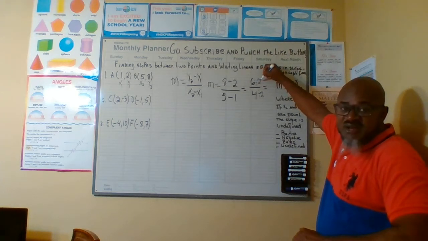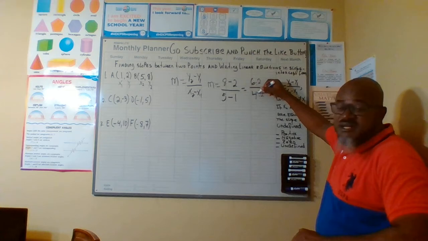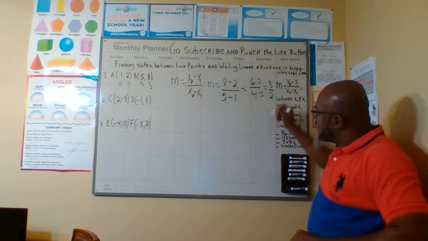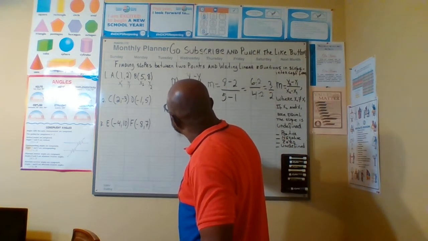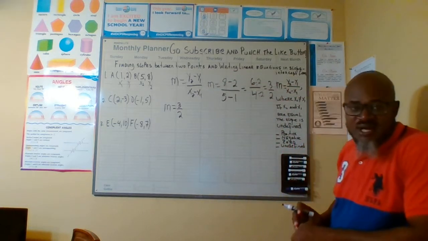Now, how many times does 2 go into 6? That's 3. How many times does 2 go into 4? That's 2. In this case, my slope is 3 over 2. Right? Calculate the slope.